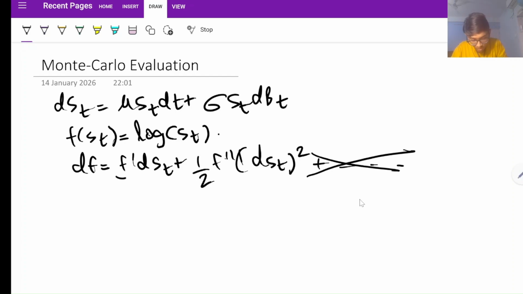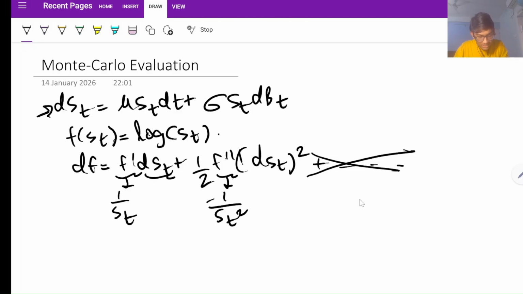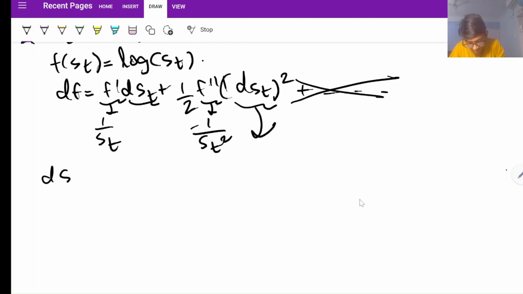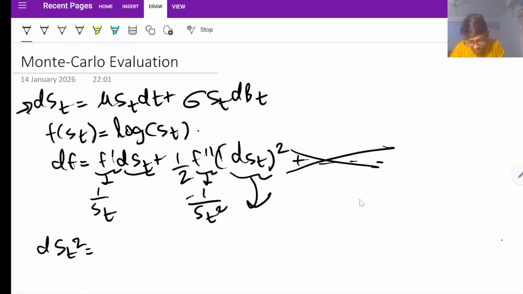So now we know what f' is. f' is simply the derivative of log St, which is 1 over St, and f'' is simply the derivative of 1 over St, which is minus 1 over St squared. And dSt is what we have here, the original expression, and (dSt) squared can easily be found by just squaring the first expression.